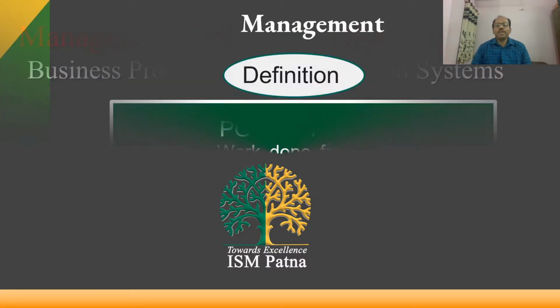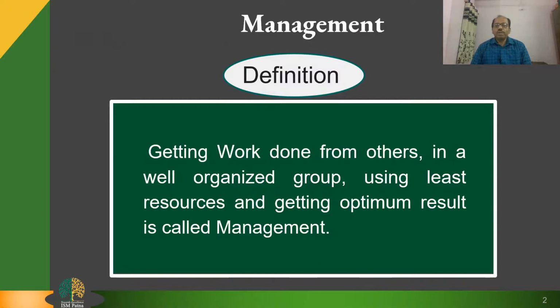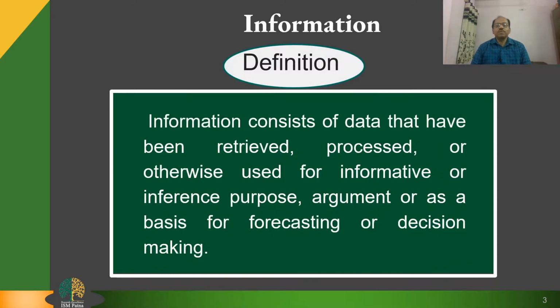Management is getting work done from others in a well organized group, using least resources and getting optimum result. The next word is information. Information consists of data that have been retrieved, processed, or otherwise used for informative or inference purpose, argument, or as a basis for forecasting or decision making.